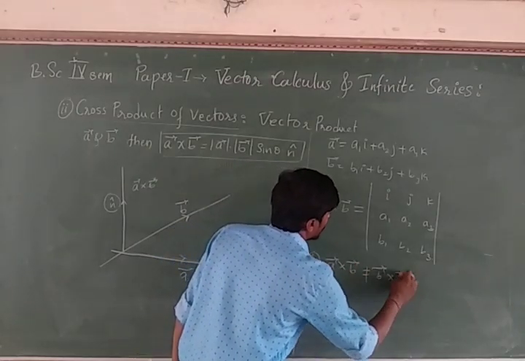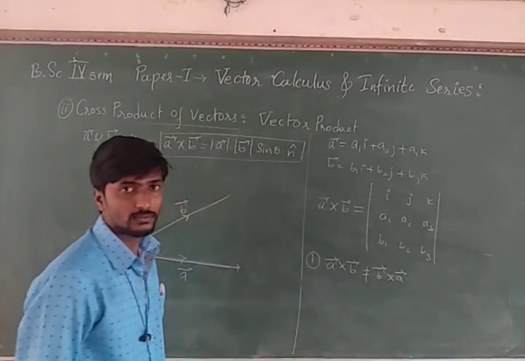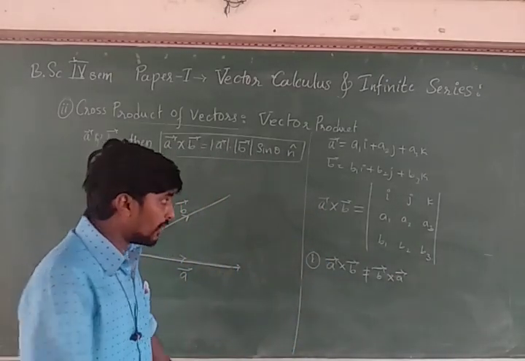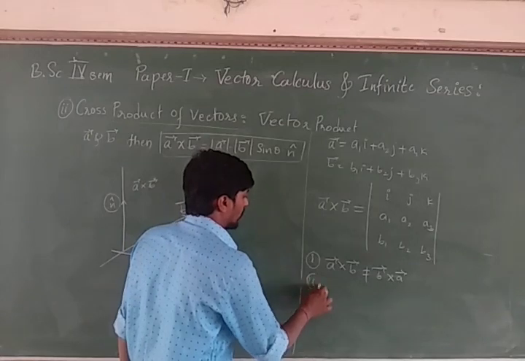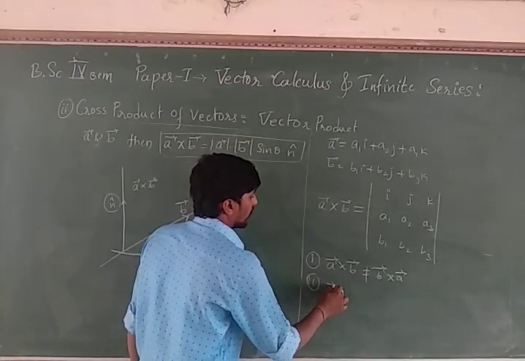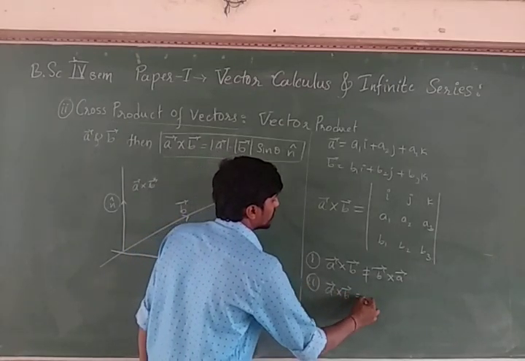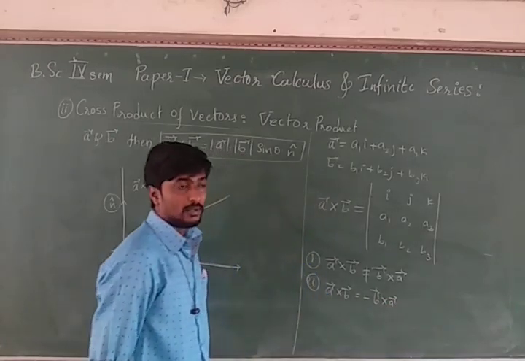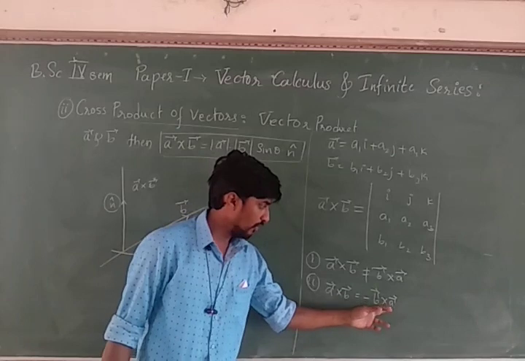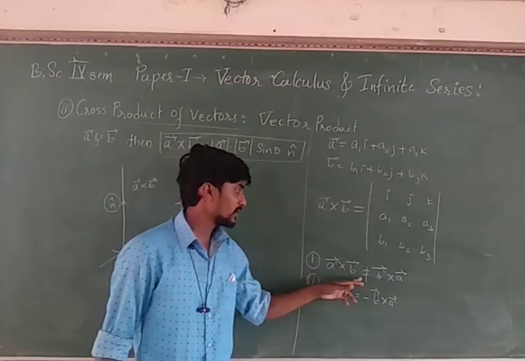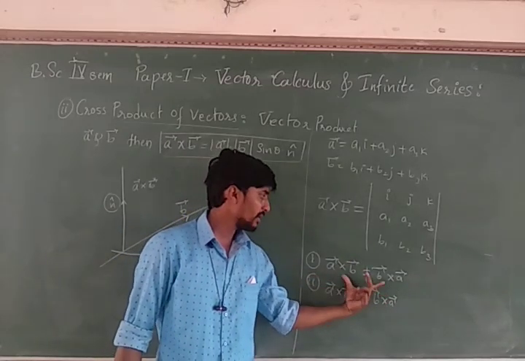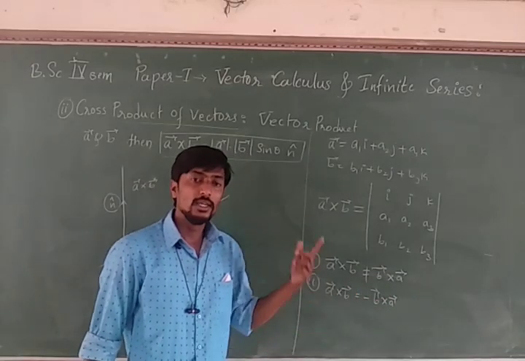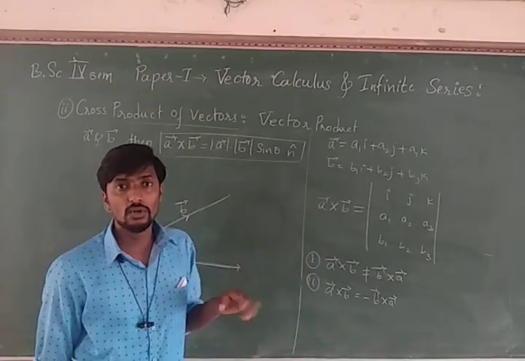It is not possible. But the second property says that A cross B is always equal to minus of B cross A. But A cross B is not equal to B cross A. So this property is called the commutative property, like 2 into 3 and 3 into 2.